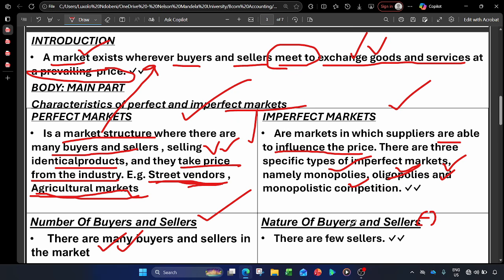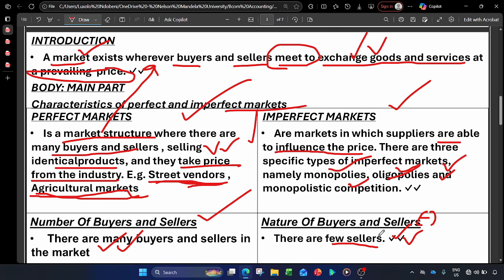So when it comes to the nature of buyers and sellers in the imperfect market, there are few sellers, but there may be a large number of buyers, right? But there are few sellers. I will make an example of the monopoly, whereby I will use electricity, which is the big company in South Africa, Eskom. So if I ask anyone, even a child, the electricity company that they use at home, most of the people will say Eskom, right? So in monopolies, there is only one seller of a product, right? Because there are few sellers.